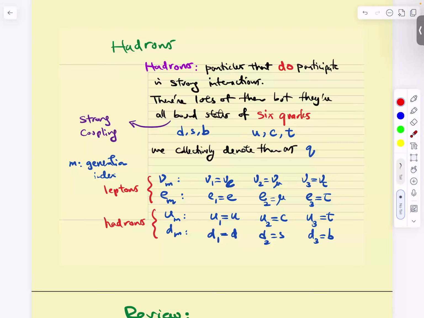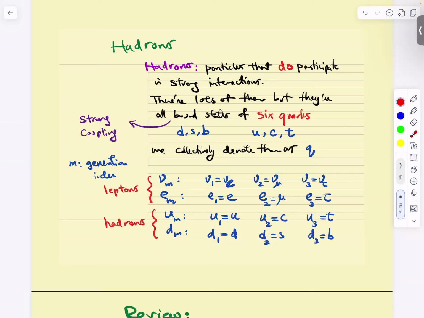All right, so let's try to organize these nicely. Here are leptons and here are hadrons. We could organize them into 3 generations. So instead of electron neutrino, muon neutrino, tau neutrino, I can write neutrino_m, where m is the generation index that runs 1, 2, 3. Electron, muon, tau, e_m. Think of muon as like a second electron, and tau as the third electron. And similarly for up and down, u_m and d_m quarks. Right? We'll see that this way of thinking about stuff is important.